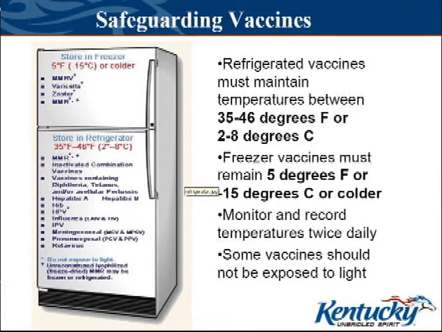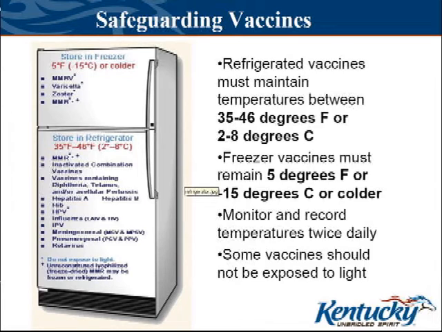This is just letting you know what the temperatures have to be for the vaccines to remain safe. It shows you where the vaccines need to be kept, in the refrigerator or the freezer. The freezer needs to be kept at 5 degrees Fahrenheit or colder, or if you're using Celsius, negative 15 degrees or colder. And Fahrenheit is 35 to 46 degrees for the refrigerator, or 2 to 8 degrees Celsius.